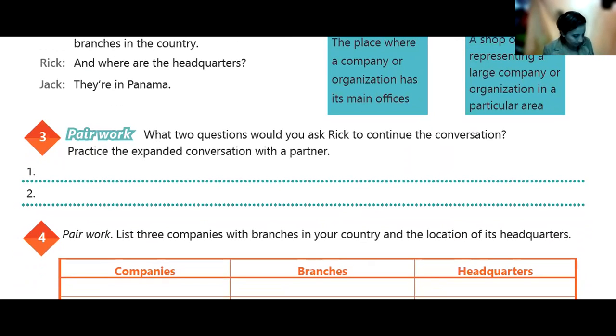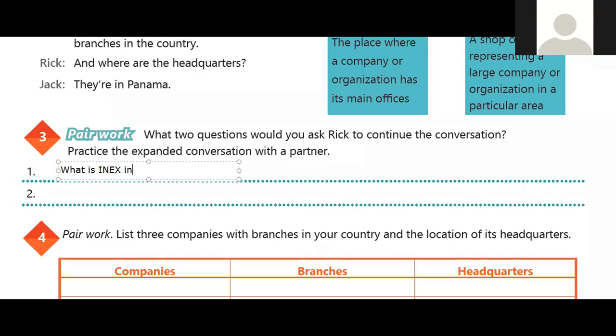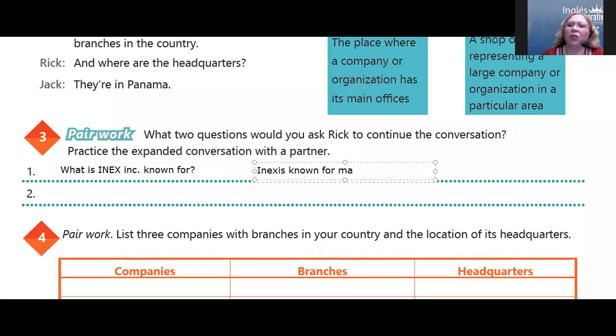The question we added at the end is, what is Inex Inc. known for? We produce quality cardboard boxes. Did you say making? What verb did you say?